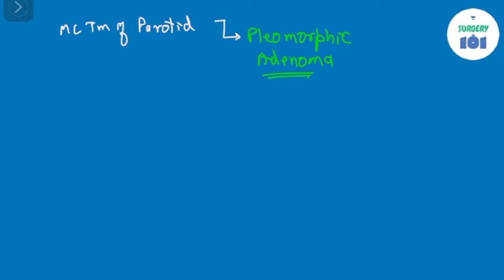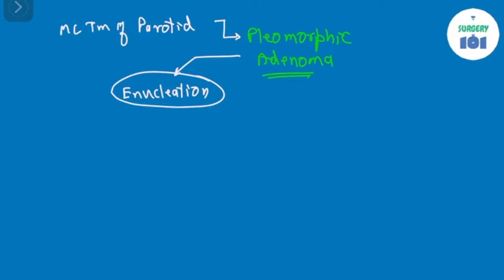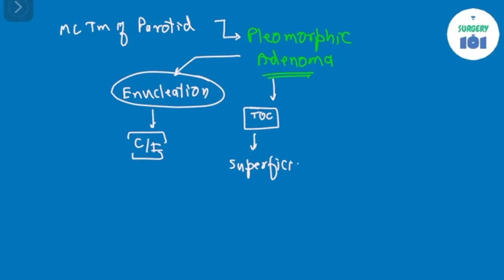Now, let's talk about the treatment of the pleomorphic adenoma. One thing which you need to understand is that enucleation of this pleomorphic adenoma is contraindicated. You do not perform the enucleation of the pleomorphic adenoma. What is the treatment of choice? You go in for the superficial parotidectomy. Why? Because usually it is basically involving the superficial lobe of the parotid gland, and that is why you have to go in for the superficial parotidectomy. I hope you are able to understand this point.